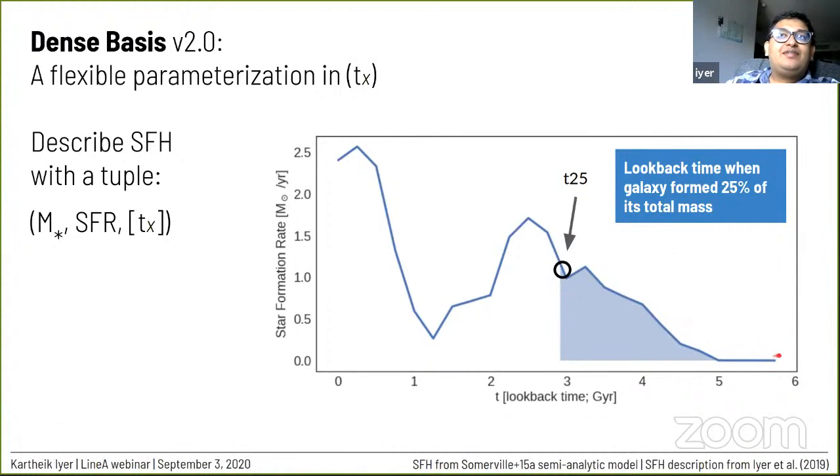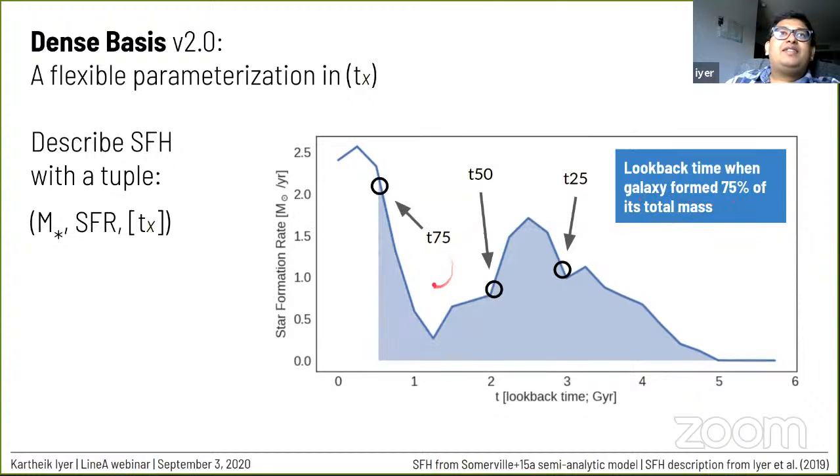So if you integrate the star formation history from the Big Bang up until the time of observations, the area under the curve is 1/4 of the total area. You can then talk about any other Tx that you want. So T50 would be when it formed 50% or half of its total mass. And so this is a commonly used thing called half mass time that's found in other papers. And similarly, T75 is when it formed 75% of its stellar mass or 3/4 of its total mass.